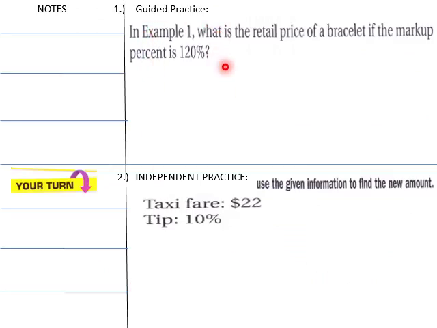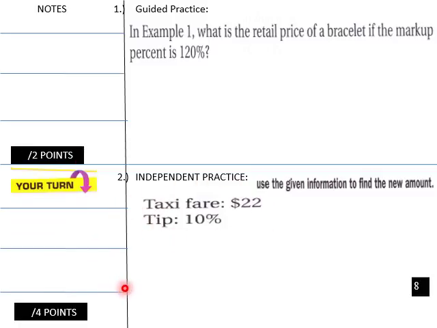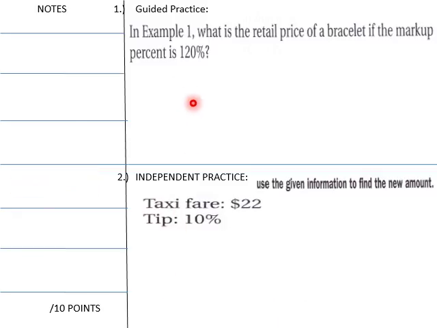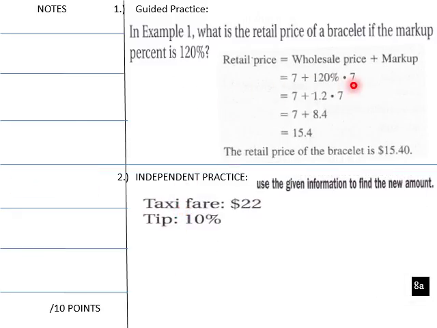In our first guided practice: retail price, markup 120%. What would be the price? And down here, students, taxi fare $22, tip 10%. What would be the total amount for your taxi? Okay, our guided practice up here: retail equals wholesale plus markup. We have $7 plus 120% of 7, so it'll be $8.40, and $15.40 at a 120% markup.